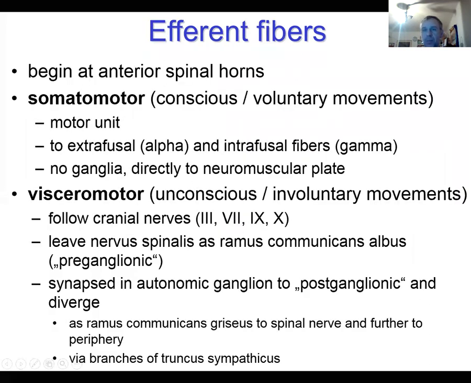Efferent fibers, they originate ventrally, so in anterior spinal horns, or of course in brainstem or the cranial nerves. In case they are visceral motor, they originate in lateral spinal horns, as I show you on the section of the spinal cord in some minutes. So the somatomotor ones, they supply the striated muscles. And when they supply the striated muscles, they care for voluntary movements, or we can call them conscious movements. They form motor units, and motor units is a group of muscle fibers supplied by one nerve fiber.